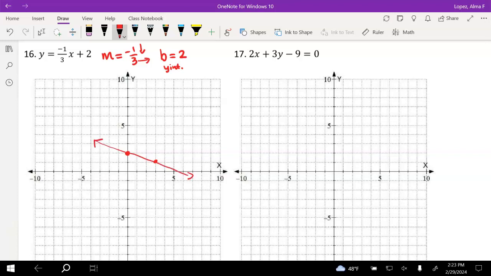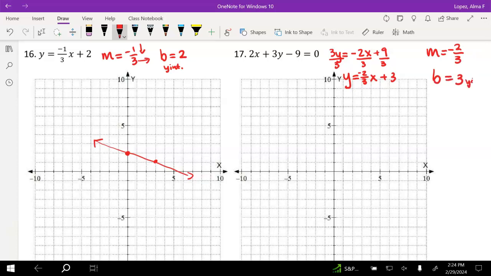in. On 17, we have to get it in the right form first. So I'm going to start off by isolating the y's. I'm going to leave the 3y exactly where it is, and I'll move the 2x and the 9 over to the other side. Now I'm going to divide every single piece by 3. So I end up with y equals -2/3 x plus 3.